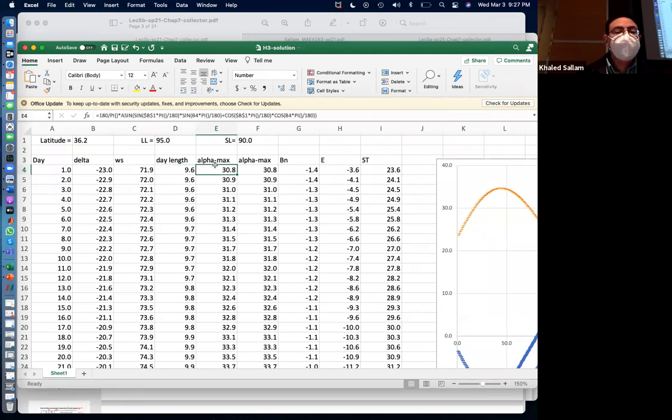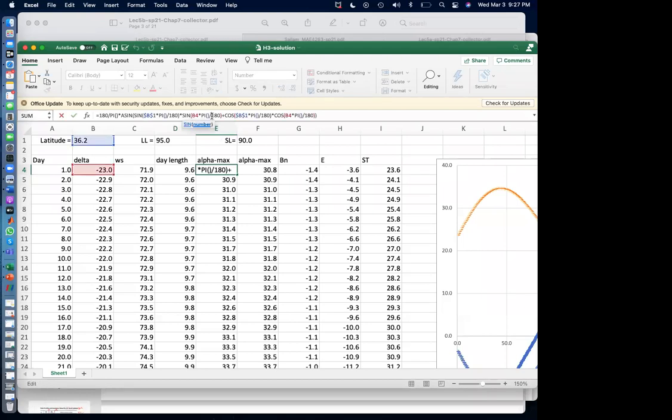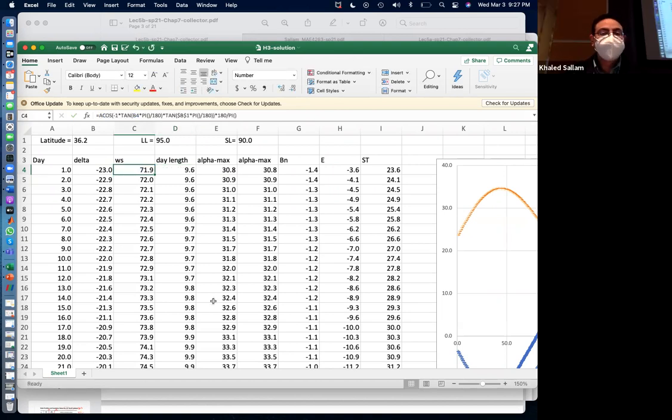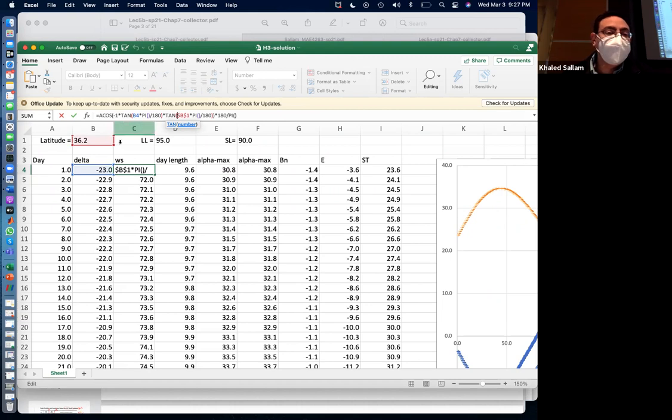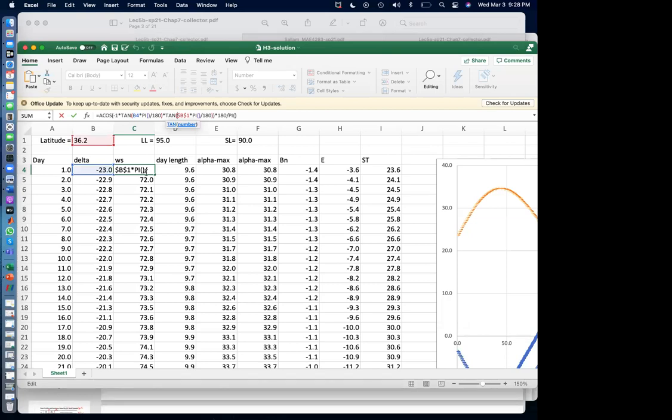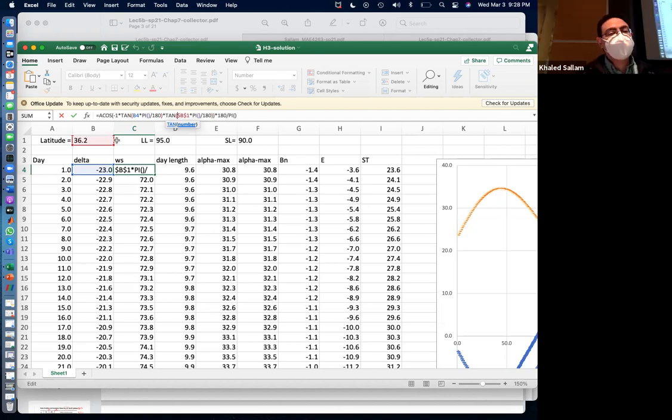Okay, alpha maximum, there is an equation for alpha. Yes. Dr. Salam, in that previous formula for the WS, what is the function of that A? That's cosine inverse. A cos is cosine inverse. You know how there is cosine and cosine inverse? Cosine inverse is not 1 over cosine. It's arc cosine, the inverse, right? So A cosine is arc cosine.